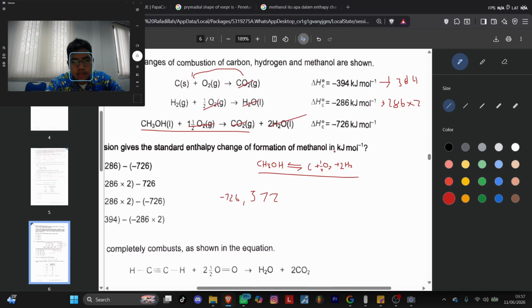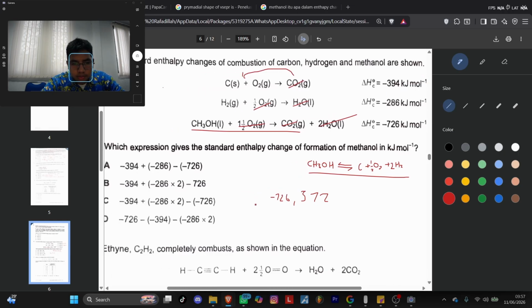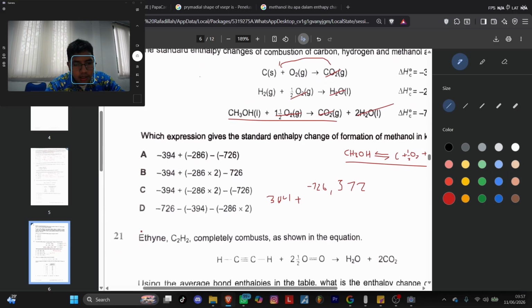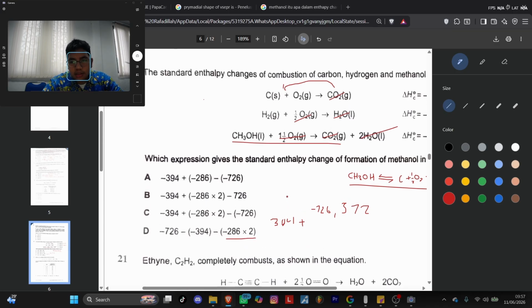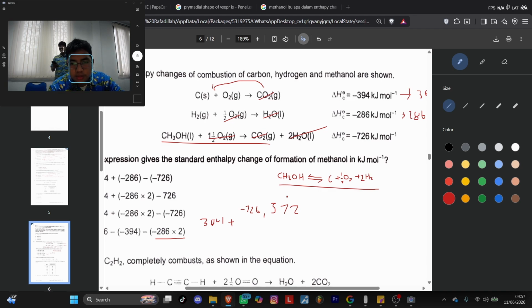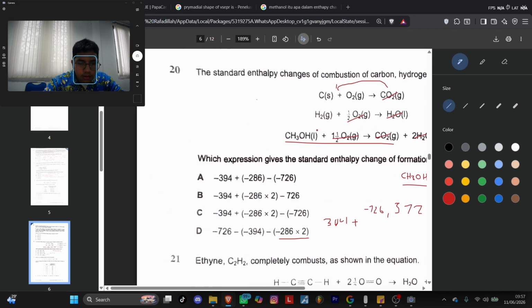So the total is 394 plus, because this is already becoming, this is not, ah, because ours is still negative, right? And then we want to make this positive, and negative becomes positive, and this is right also because we already know this is the H2O, we need to times 2 because we need to remove it in here. So the answer must be D.